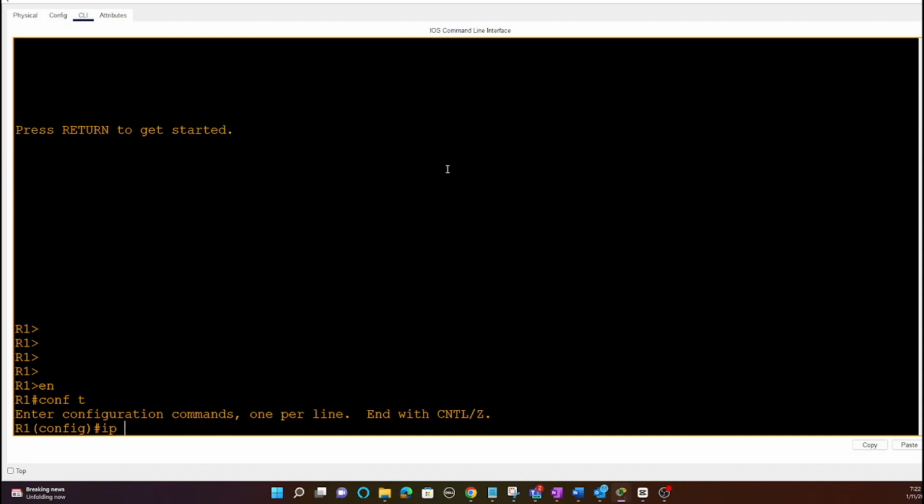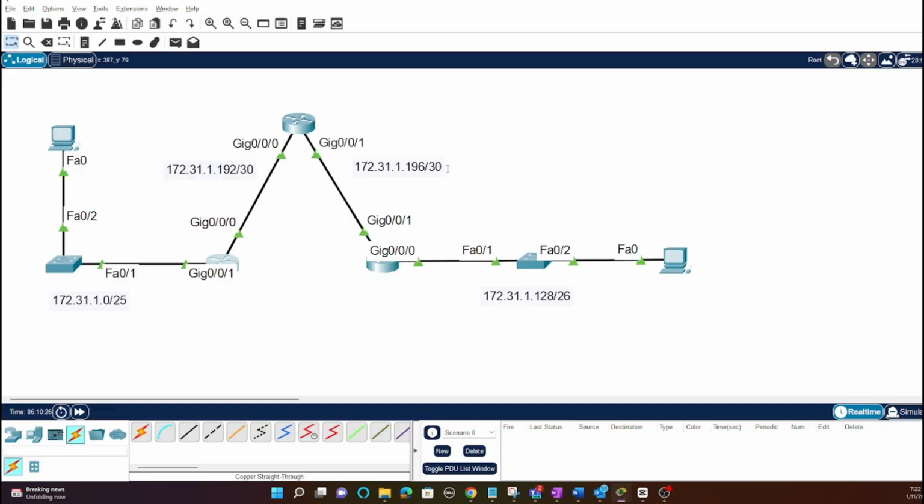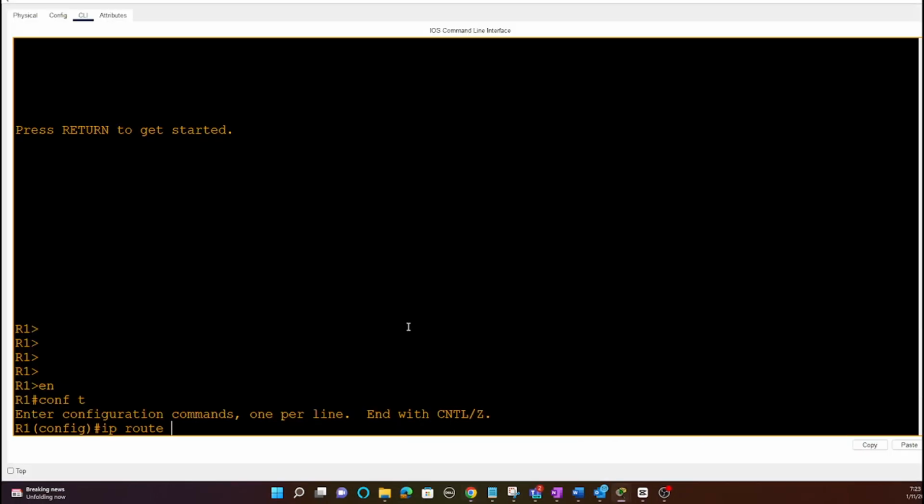To configure the static route, you just use the command IP route, and then you're going to put whatever your destination network is, the network that's not directly connected, the one that he knows nothing about, that he's oblivious of. He doesn't know about this /30, the 1.196, and he doesn't know about this /26, the 1.128. So that's going to be our first step. That's what we're going to tell him to point to in our first configuration here. So let's go over there to that.